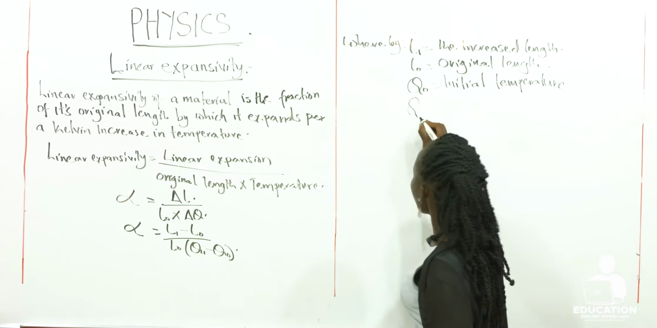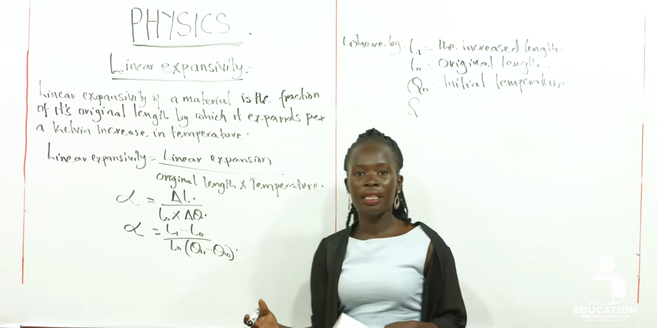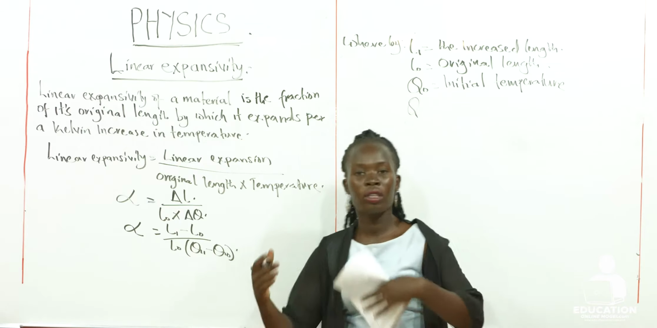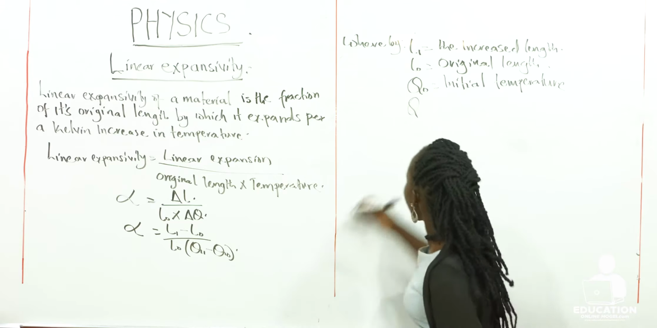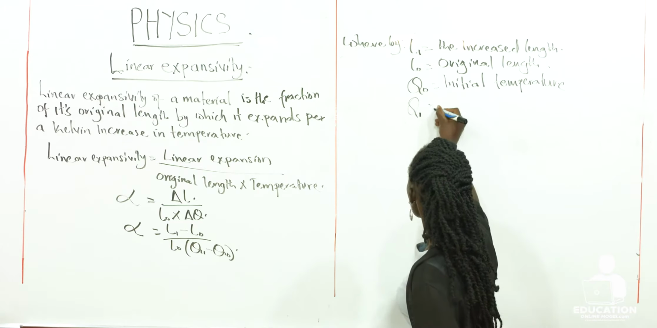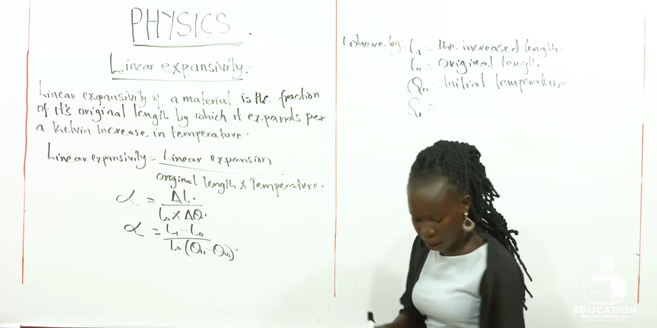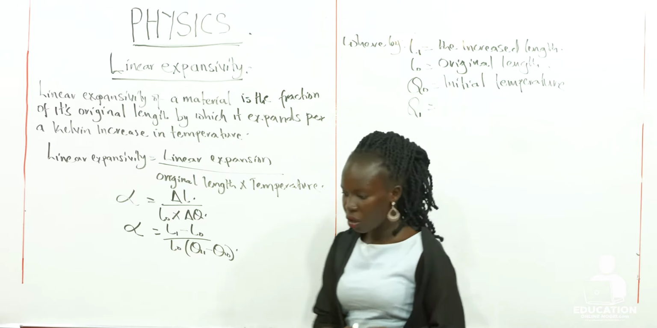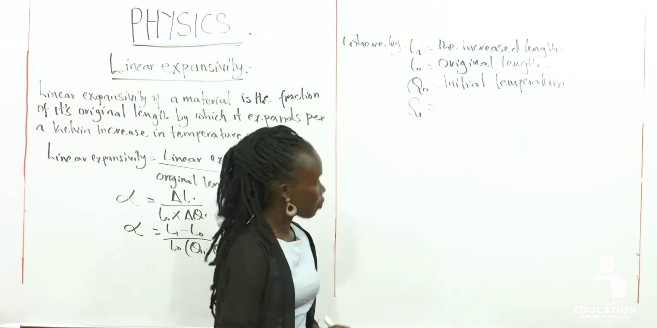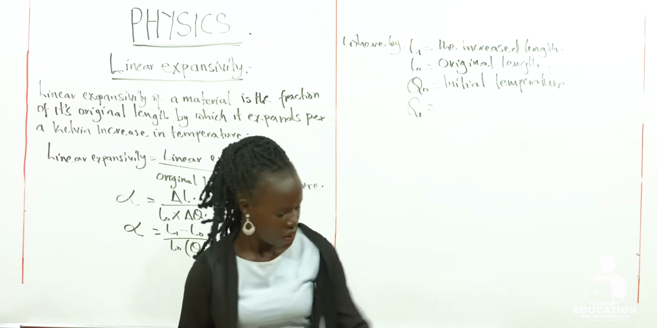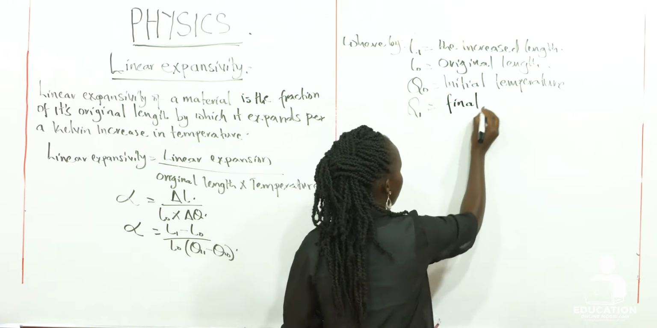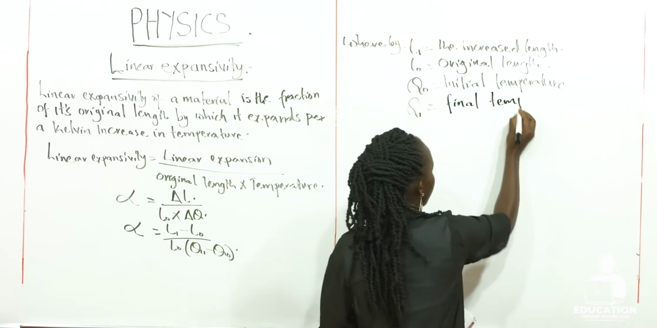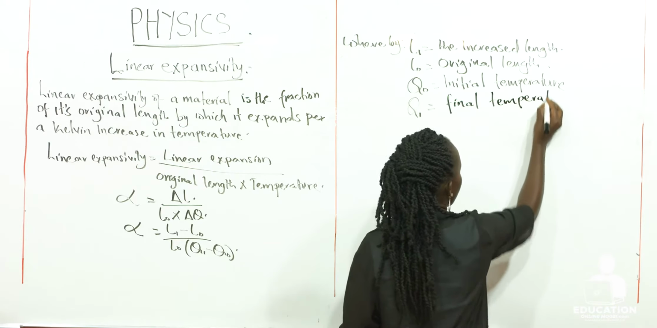So now when you change the temperature of the place or the object, that becomes the Q1. So the Q1 becomes our final temperature. We shall have this as our final temperature.